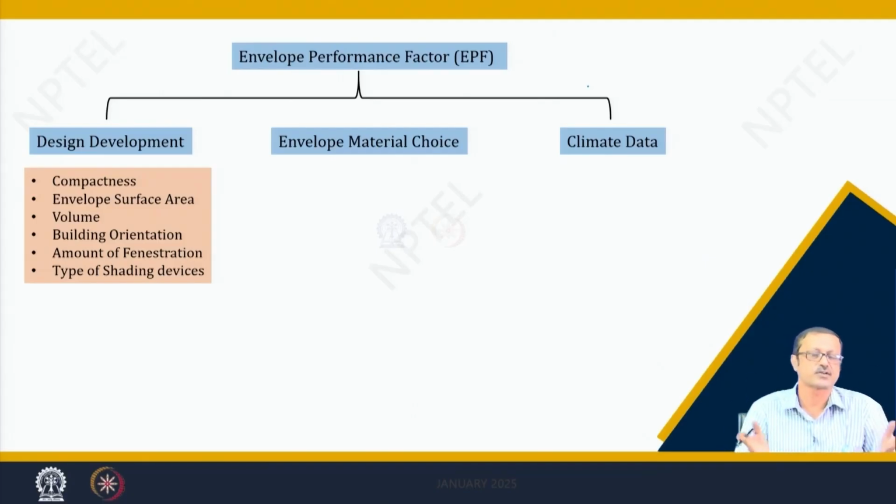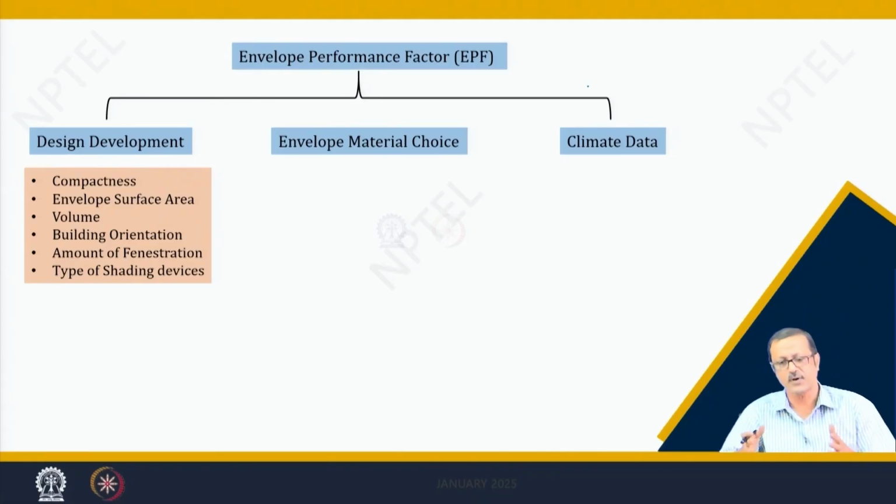The amount of fenestration, that means WWR, and how much area of fenestration, the types of shading device, whether it is a long hanging device or an overhang or fins and all those kinds of things. Those are all design development. The architectural designer designs the building: compact building, surface areas, volumetric expansion, building orientations and the amount of fenestration. Everything is design development.